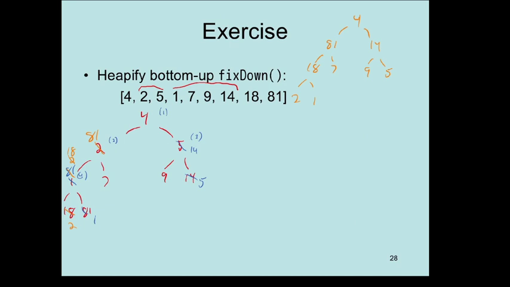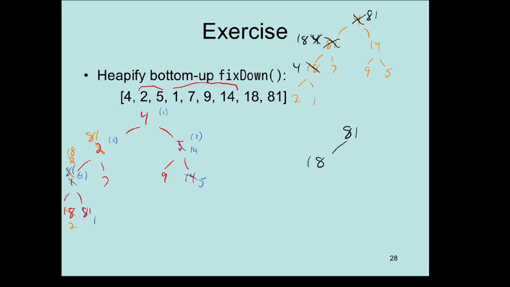All right, so now we need to change colors again. We need to do a fix down on index 1. Okay, we pick the highest priority child, which is 81. 81 moves up, and 4 moves down. We're in the middle of a fix down though, got to keep going. Highest priority child is 18. 18 moves up, and 4 moves down. Highest priority child is 2. We've restored the heap property, so we're done fixing down, and here's our final tree.